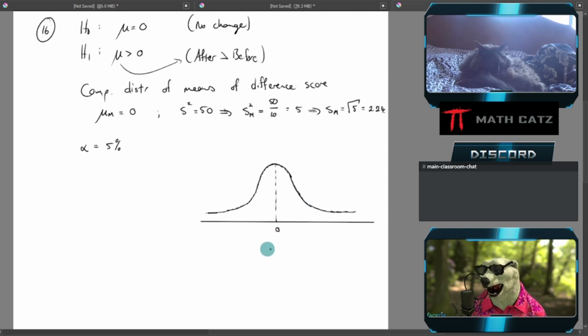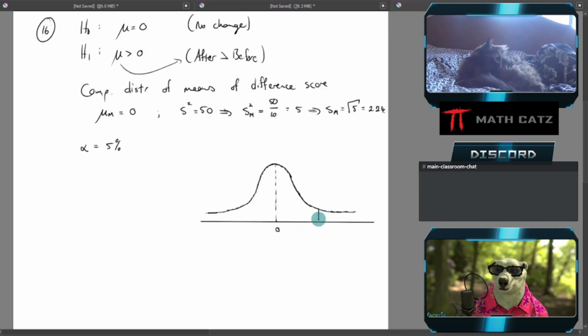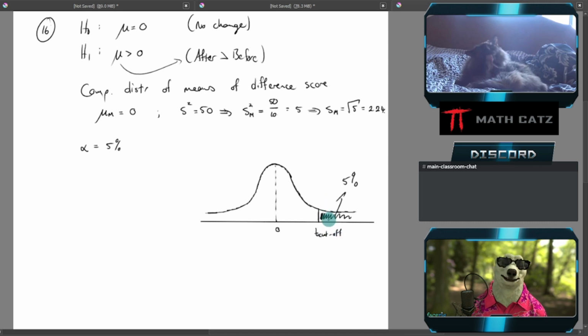And I'm looking at, what did they say? High. So one-tailed on the right. So let's put our alpha of 5% over there. And this will be our t cutoff that produces that 5%. So that is linked to the choice of alpha. And our degrees of freedom is 1 less than the sample size, so a 9 in this case.